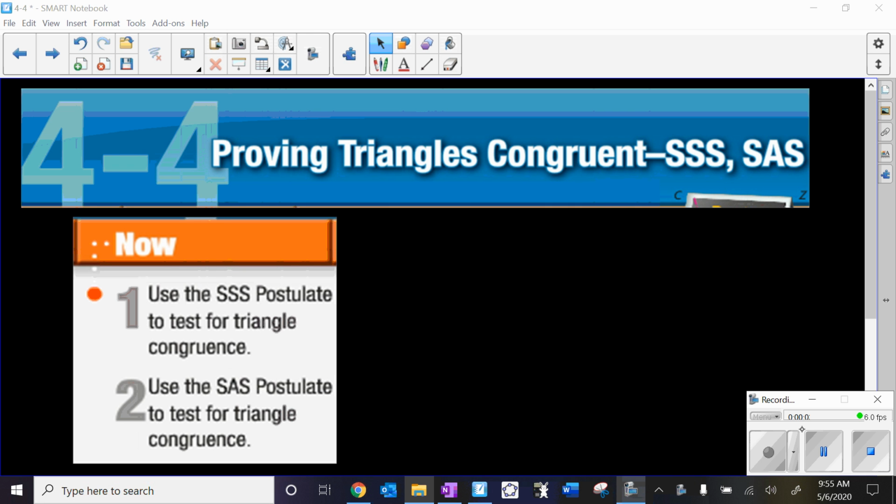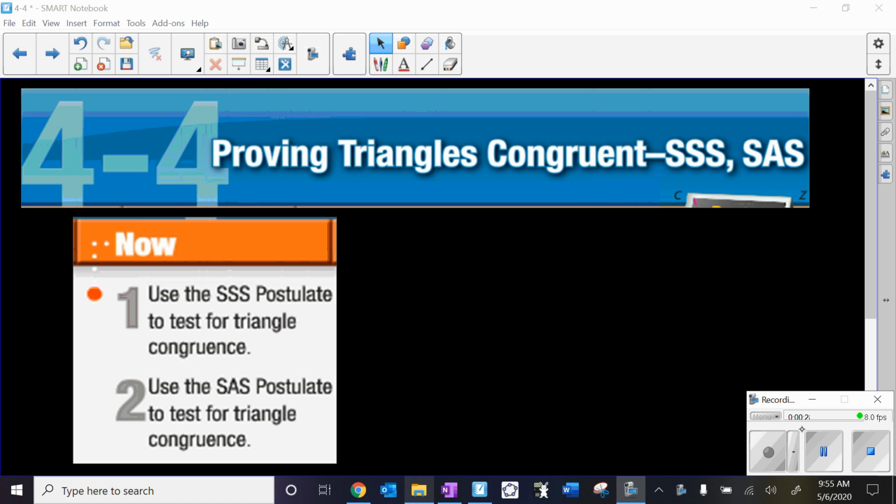Section 4 is all based on proving triangles congruent. The two methods that we're going to look at are side, side, side, and side, angle, side. If you remember back in Section 3, we proved triangles were congruent by showing everything in one triangle was congruent to everything in another triangle. That's actually way more than what you need to prove. So we're going to focus on these two methods.